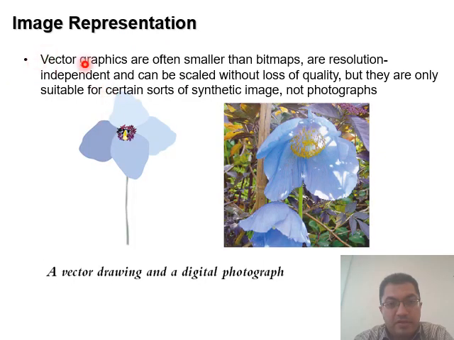Therefore, we can say that vector graphics are often smaller than bitmaps. They are resolution independent and can be scaled without loss of quality. We'll see that in the next slide. But they are only suitable for certain sorts of synthetic images, not photographs. So why are we saying this? The whole idea of vector graphics is that you can represent shapes that have uniform or similar color for all pixels. For example, let's imagine that you have a vector graphics representation of this flower here.